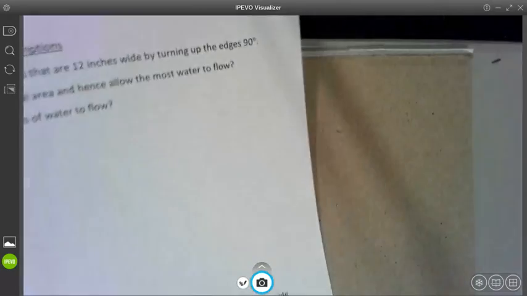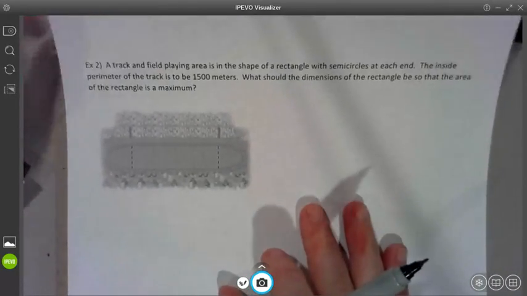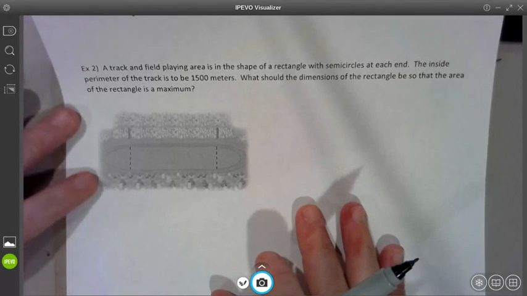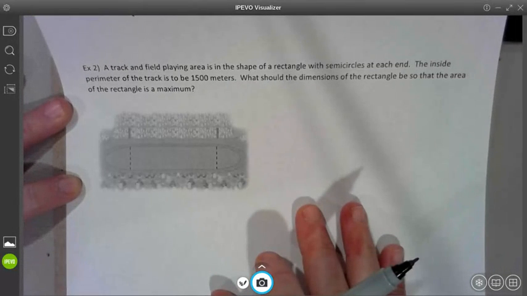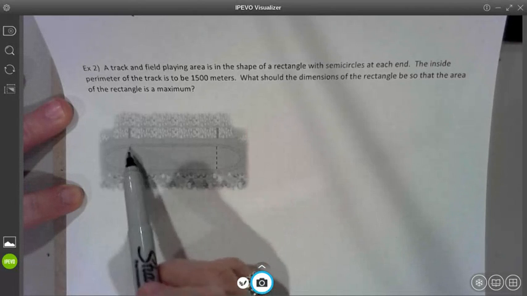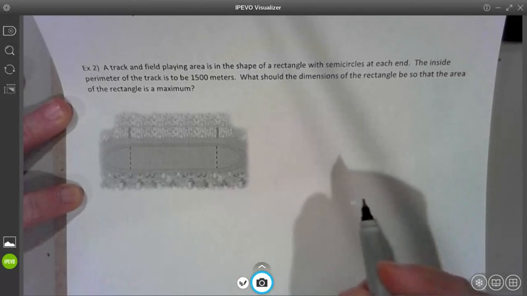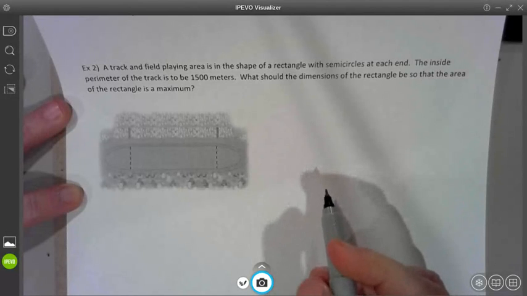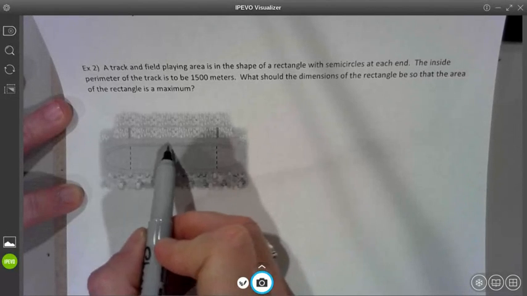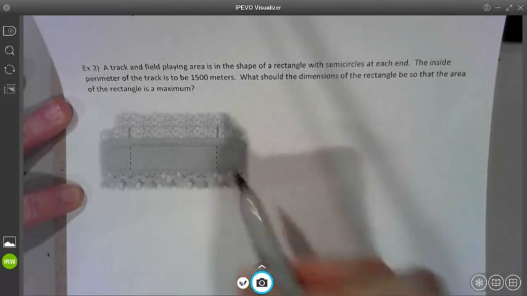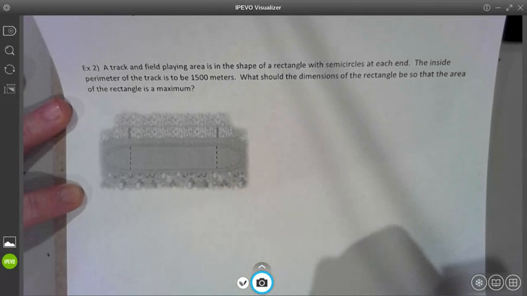Here it is. Okay, so this one says, a track and field playing area is in the shape of a rectangle with semicircles at each end, right? So we have a rectangle, and then we have a semicircle and a semicircle to make up this track and field playing area. The inside perimeter of the track, so the inside perimeter all the way around, is 1,500 meters. What should the dimensions of the rectangle be so that the area of the rectangle is a maximum?